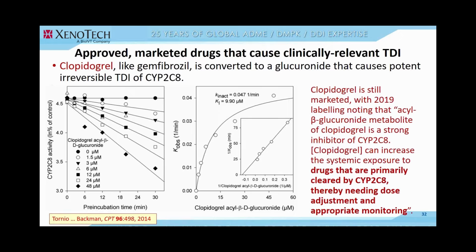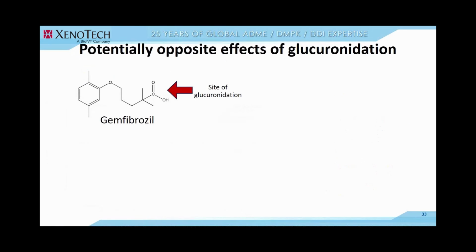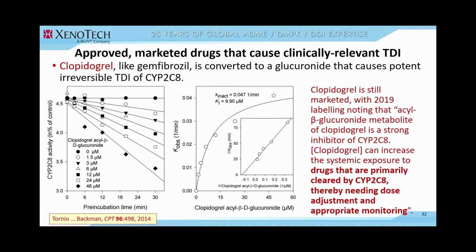So Clopidogrel is, of course, still a marketed, widely used drug. And 2019 labeling actually notes that the acyl beta-glucuronide metabolite of Clopidogrel is a strong inhibitor of CYP2C8, and that Clopidogrel can increase systemic exposure to drugs that are primarily cleared by CYP2C8, thereby needing dosing adjustment and appropriate monitoring. Now, sorry, let me back up a step. These are all old drugs, right? So it may not have been picked up at the time they were going through development.